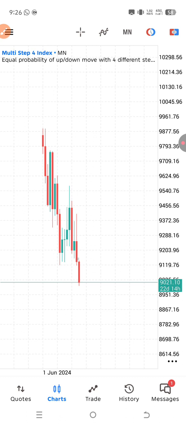As you can see on the screen, I'm looking at Multi Step 4 Index. This is a synthetic index by Deriv, all right? All the synthetic assets are traded 24/7, meaning that you can trade around the clock, 24 hours a day, 7 days a week. It's not like the currency market where you have to trade from Monday to Friday. That's how we know the Forex market works. But with synthetic assets, it's around the clock trading. You can trade at your convenience, anytime you want.